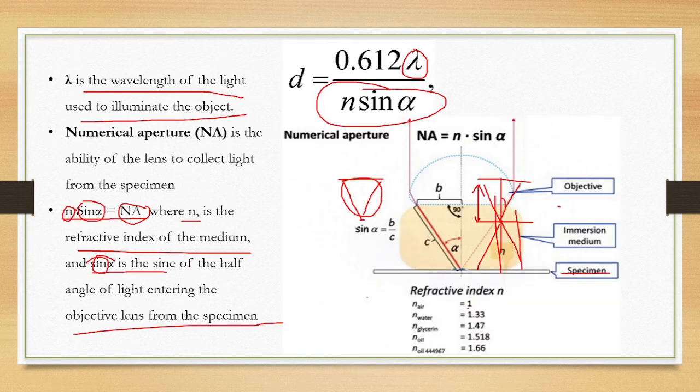The refractive index of air is 1. Water is 1.33. Glycerin is 1.47. Oil is 1.518. There is another oil, cedar oil, which is 1.66. Their refractive indexes are all different.